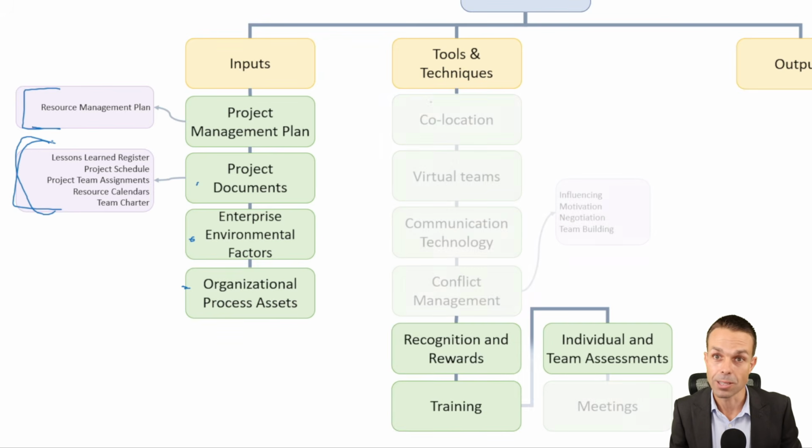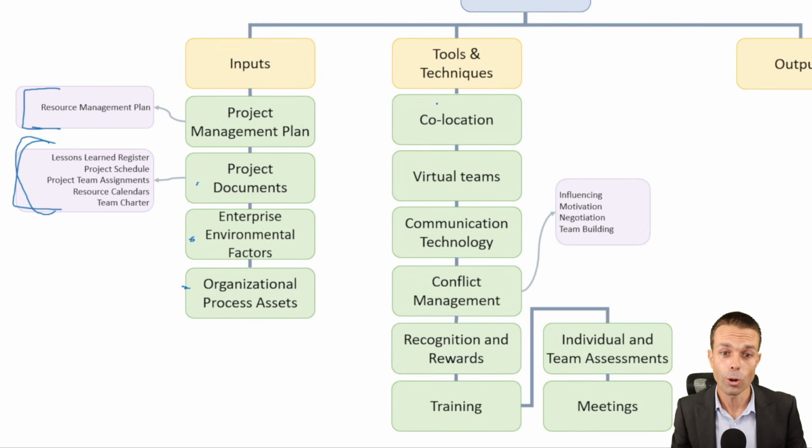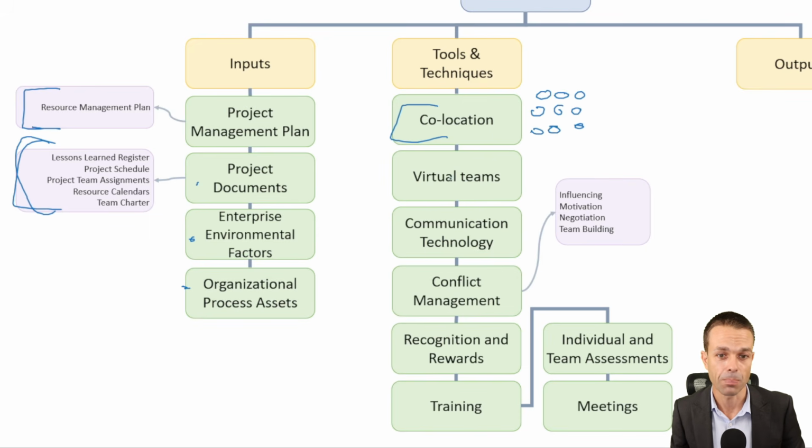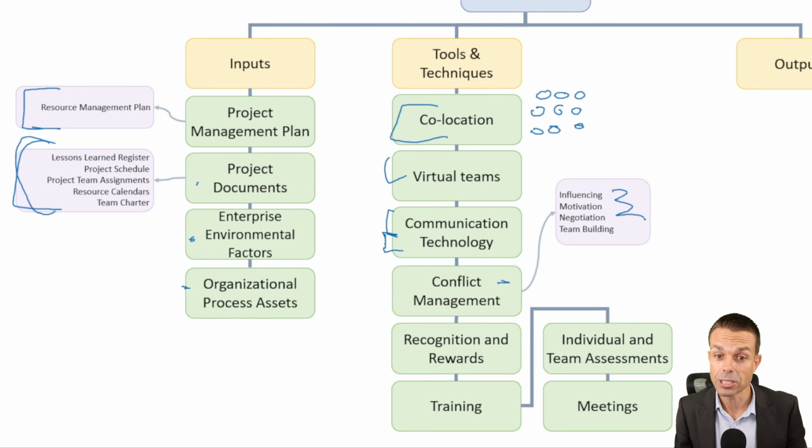Tools and techniques that we're going to use include co-locating our team, so getting everyone together in the same space so that we can communicate quickly and easily. Virtual teams, if we are geographically dispersed, communication technology, messaging tools, telephone tools, video conferencing tools, conflict management, influencing, motivating, negotiating, and team building. All of that we'll need to manage conflict within our team as we develop them.